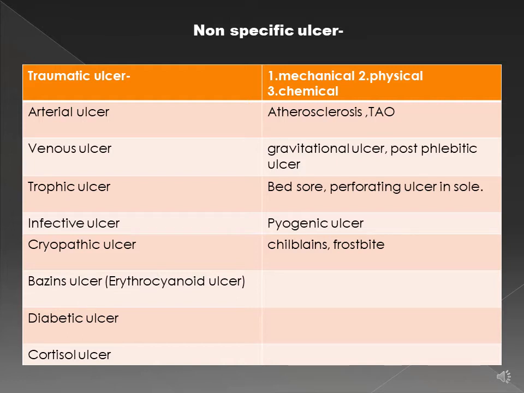The next one is trophic ulcer, which includes bed sore or perforating ulcer in the sole. The next one is an infective ulcer, that is pyogenic ulcer. Then cryopathic ulcer, for example frostbite. Then Bazin's ulcer, erythrocyanotic ulcers, then diabetic ulcer, and the last one is cortisol ulcer. Cortisol ulcer is nothing but a long time application of steroid cream leading to the formation of an ulcer in a particular area, or it also includes ulcers due to leukemia, jaundice, polycythemia or collagen disease.